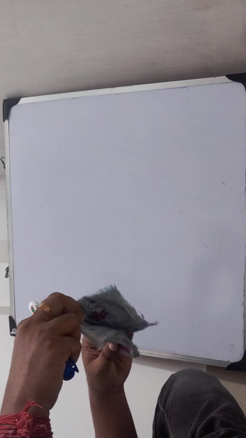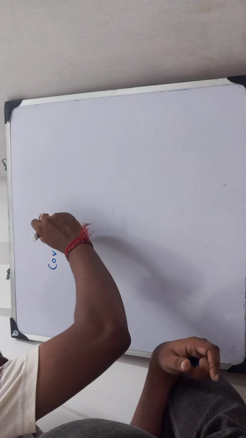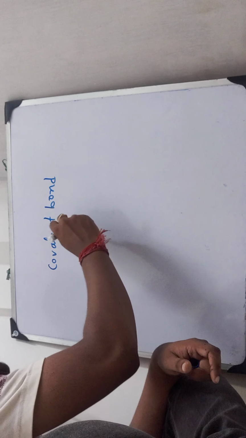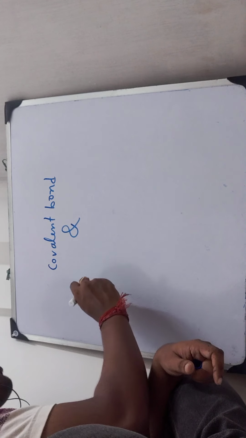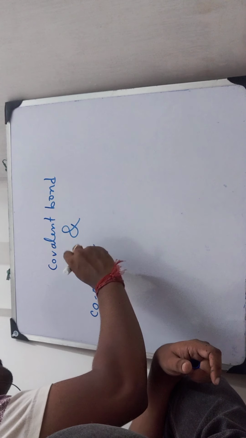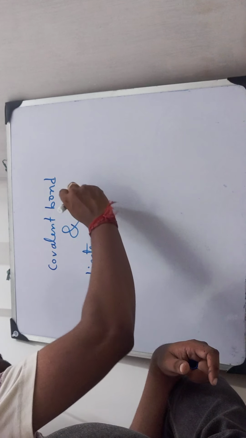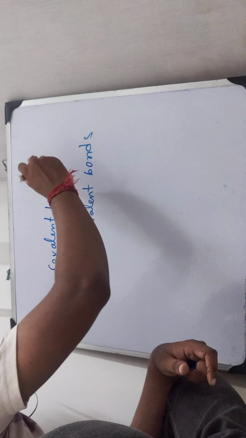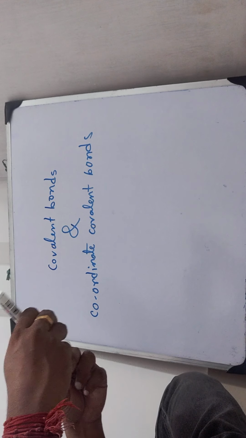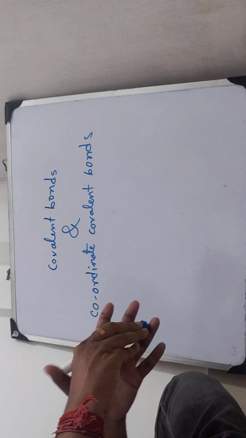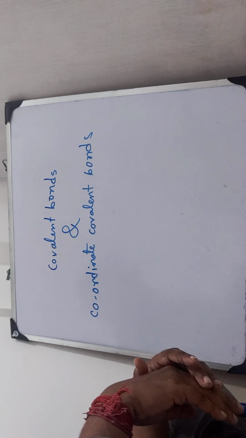Okay, before starting the chapter, I need you to know something which is very important. What kind of bonds are involved in organic chemistry? The kinds of bonds that are involved in organic chemistry are: one, covalent bond, and sometimes coordinate covalent bonds. So you may have known what these two types of bonds are. Covalent bonds we have learned in chemical bonding, and coordinate covalent bonds as well.